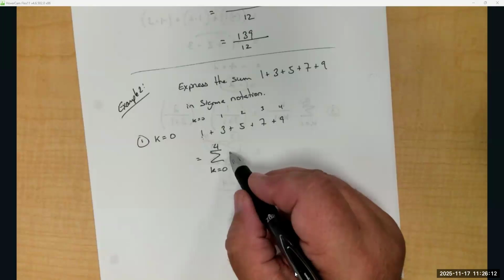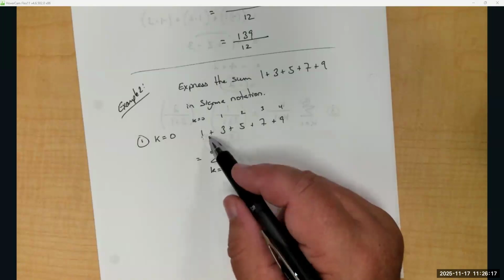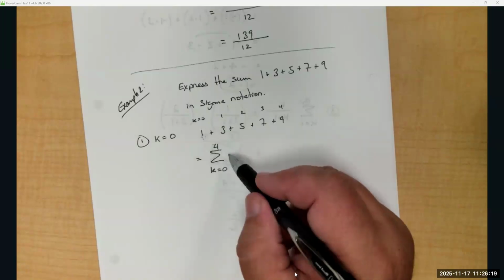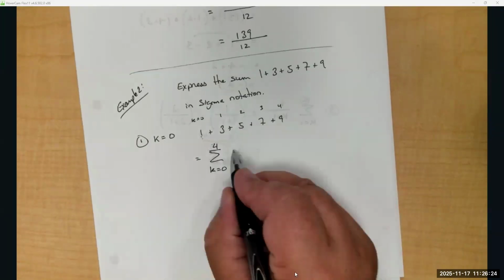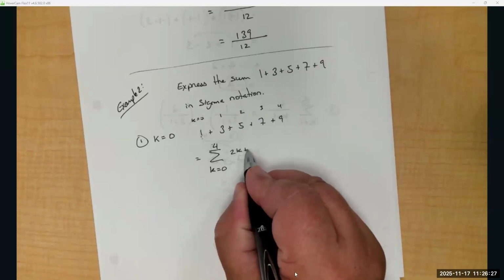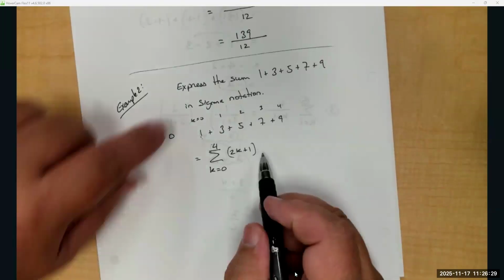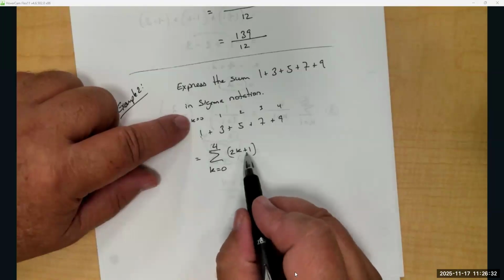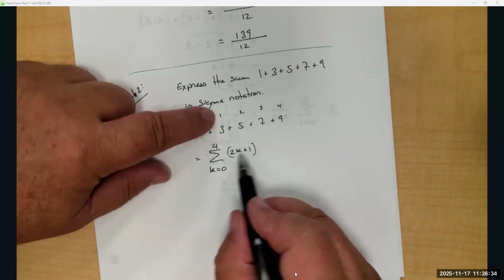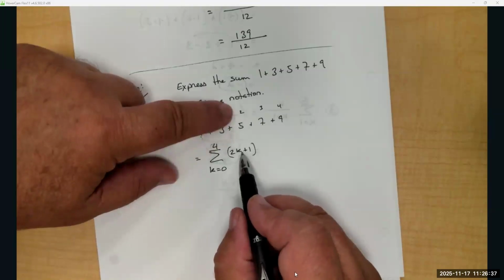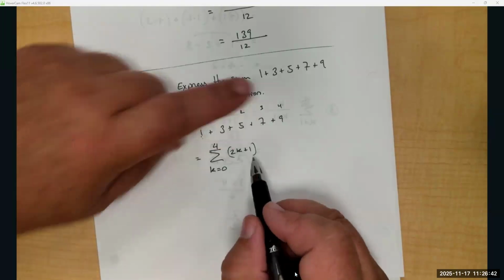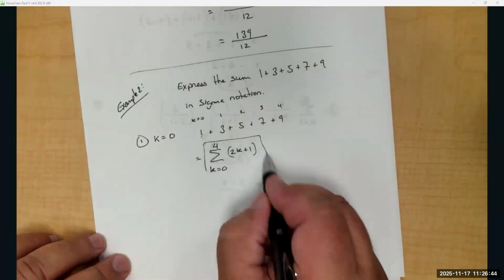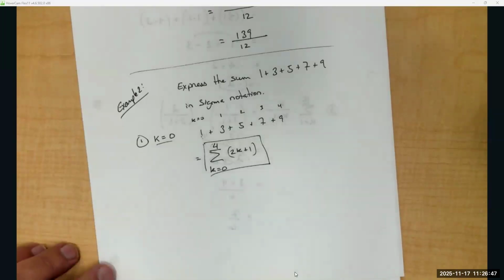How about 2k minus 1? No, 2k plus 1. 2 times 0 plus 1. 2k plus 1, yeah. Because when k is 0, it equals 1. When k is 1, it equals 3. When k is 2, it equals 5. 2 times 3 is 6, plus 1 is 7. So there's your formula when k starts at 0.